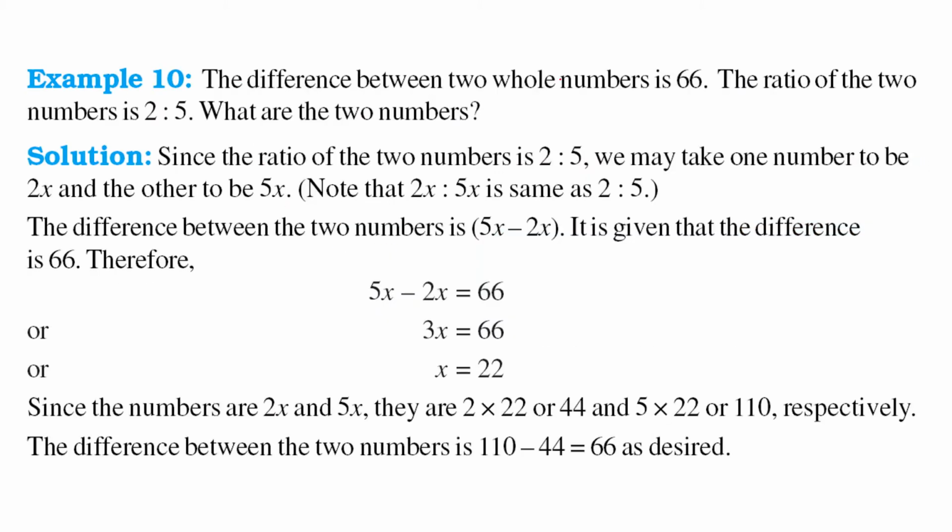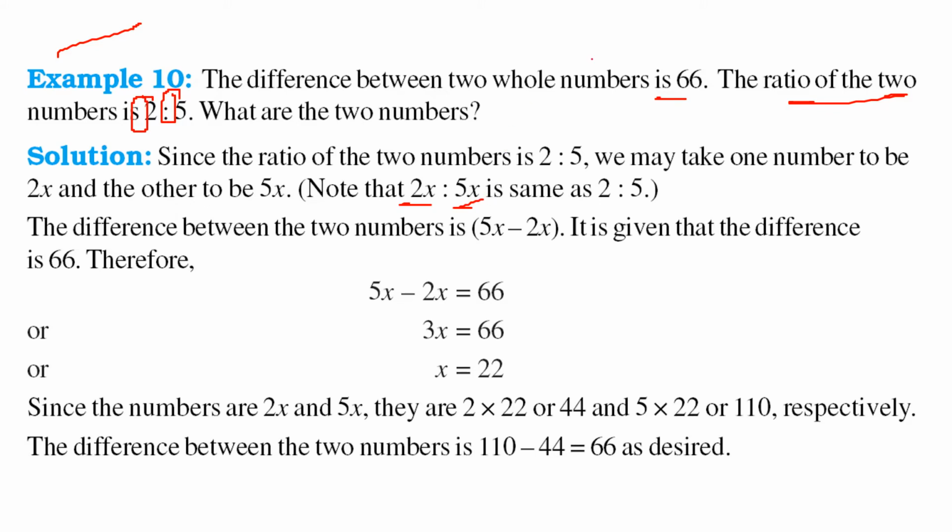The difference between two whole numbers is 66. The ratio of the two numbers is 2 to 5. What are the two numbers? So the difference between two whole numbers is 66. First let us go to the second part. The ratio of the two numbers is 2 is to 5. So if one number is 2x, the other number has to be 5x. One is 2x, the other is 5x.